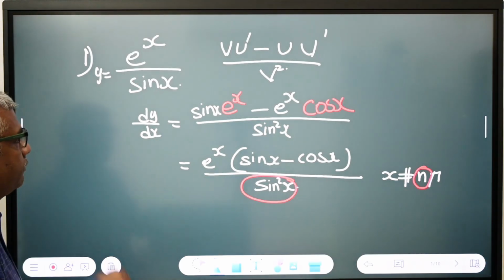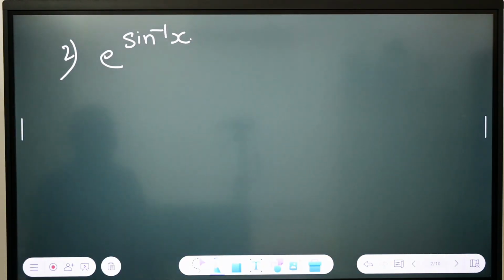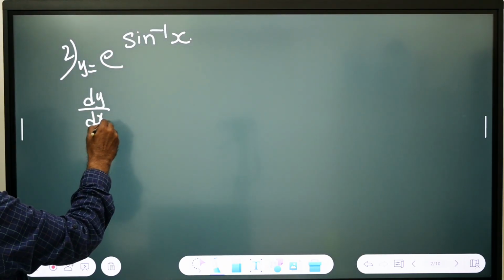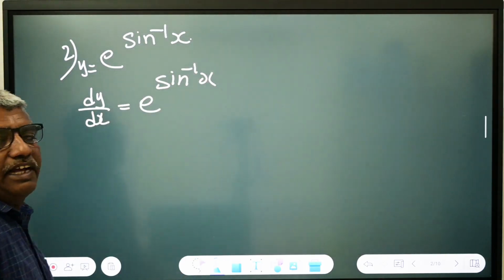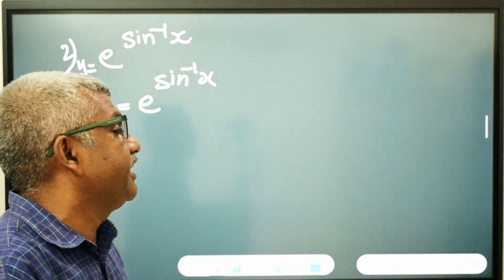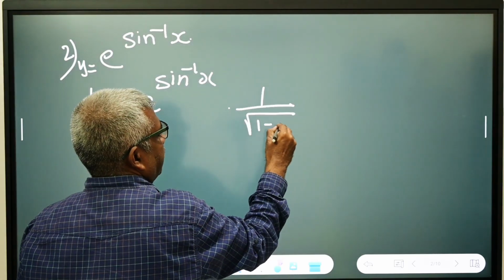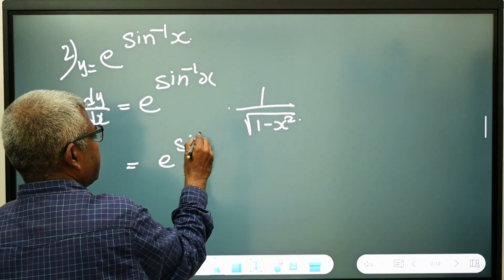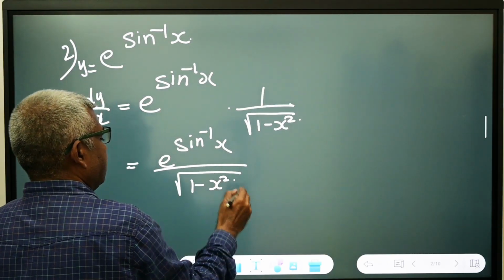Okay. Question number 2: e power sin inverse x. Let y equal to this. Dy by dx, very simple. E power sin inverse x, you have to write e power sin inverse x as it is. Then sin inverse x you have to differentiate. Sin inverse x, if you differentiate, is 1 by root of 1 minus x squared. So it is nothing but e power sin inverse x by root of 1 minus x squared.